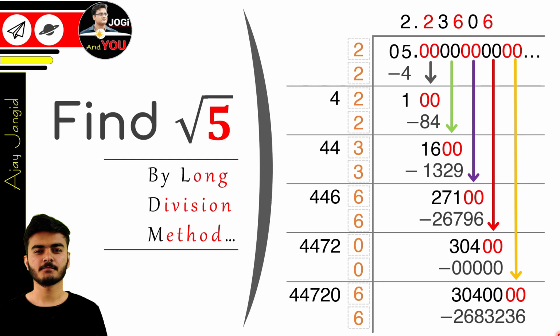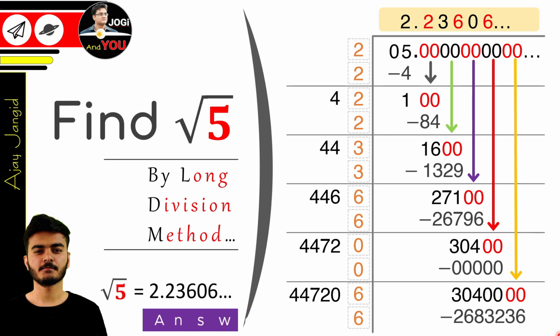You can do it till infinity. The left side will become bigger and so will the right side, depending upon how many digits of value you want after the decimal. There's no limit for it. So let's represent the quotient as the answer like this, which is root 5 is equal to 2.23606 and so on till infinity. So friends, I hope you understand how to calculate the value of root 5 with decimals.